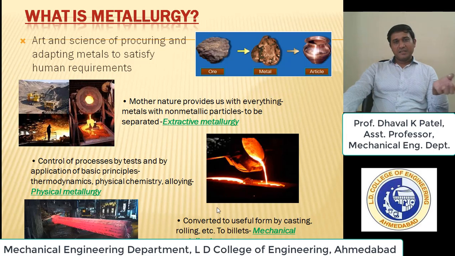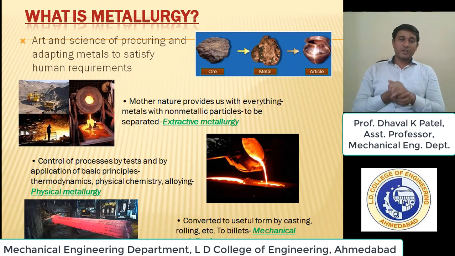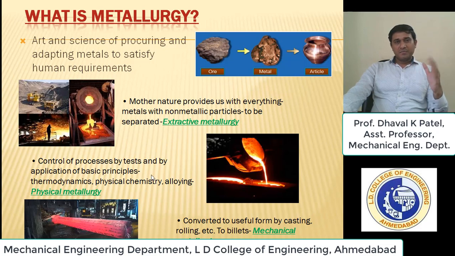It means that the raw metals are converted into useful form by casting, rolling, forging, extrusion, welding, cutting, bending, everything, right? And because of this manufacturing process, what kind of change happens in the structure and properties, we will learn in mechanical metallurgy. So these are the three basic branches of metallurgy.